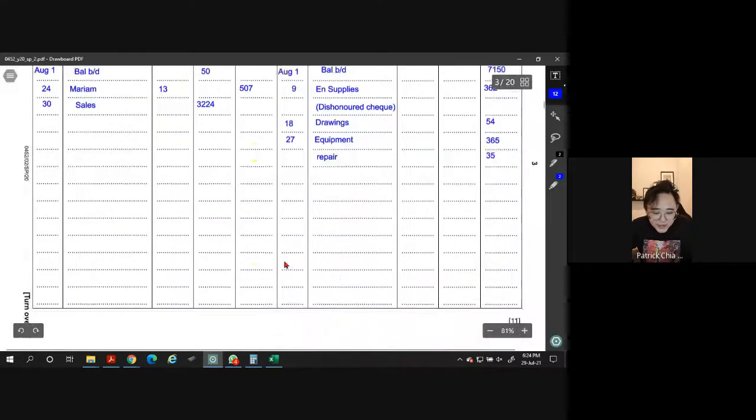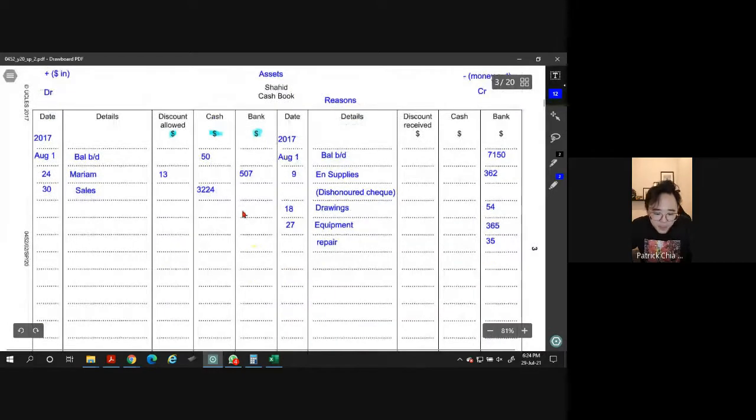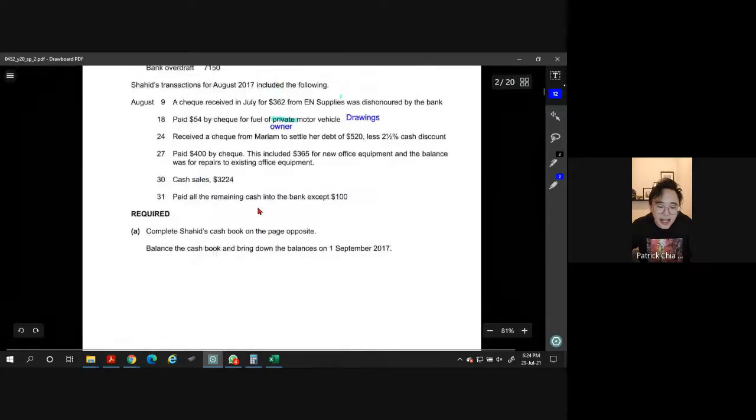So you have decided to do money in, which is the bank account. But how much? Here's the challenge. This last part is the challenge. You need to calculate first. How do I know how much money should go into my bank account? They said pay all the remaining cash except 100. So what you should do is calculate and find the contra amount first.